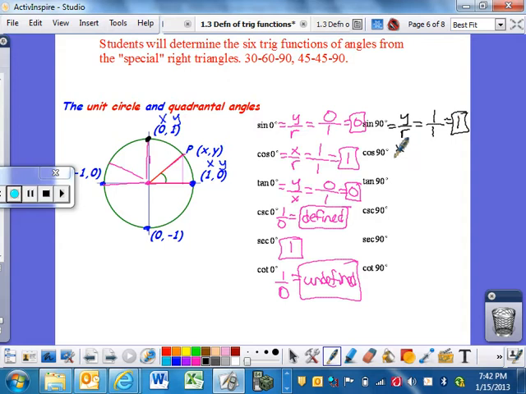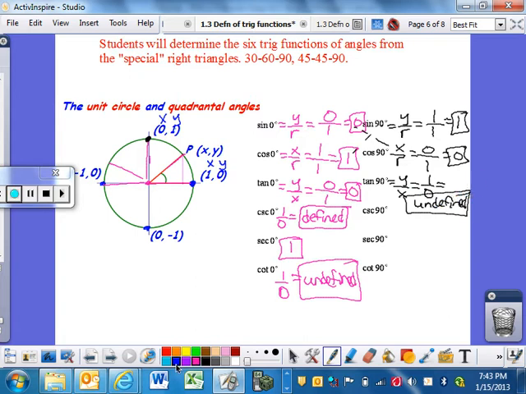Cosine, what is the x over the r? Well, x, I'm not left or right any, so it's 0. Radius is still 1. Notice once again that the sine and cosines kind of flip-flop to a point with these particular problems. And then tangent is the y over the x. So the y value is 1, the x value is 0. I cannot have that. That's undefined, because I cannot divide by 0.